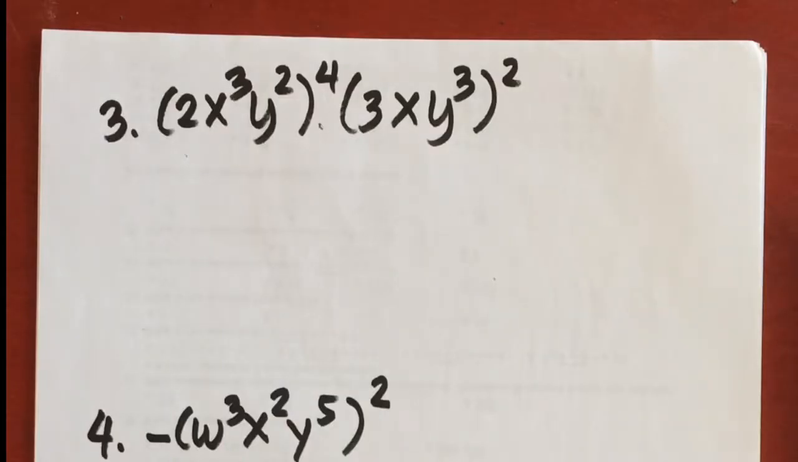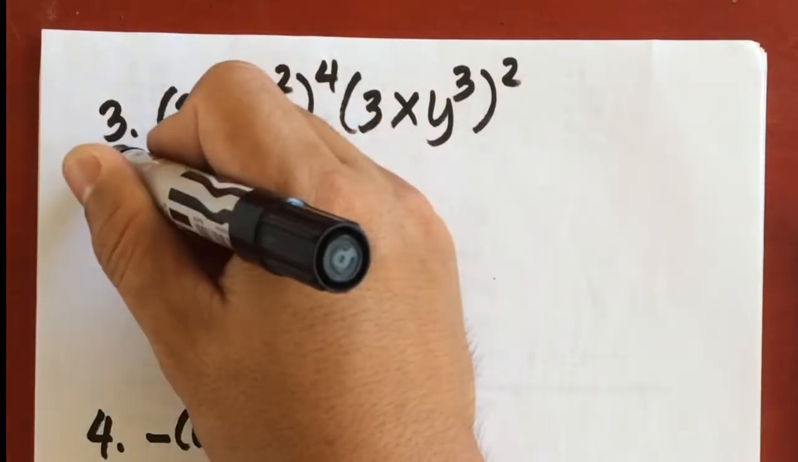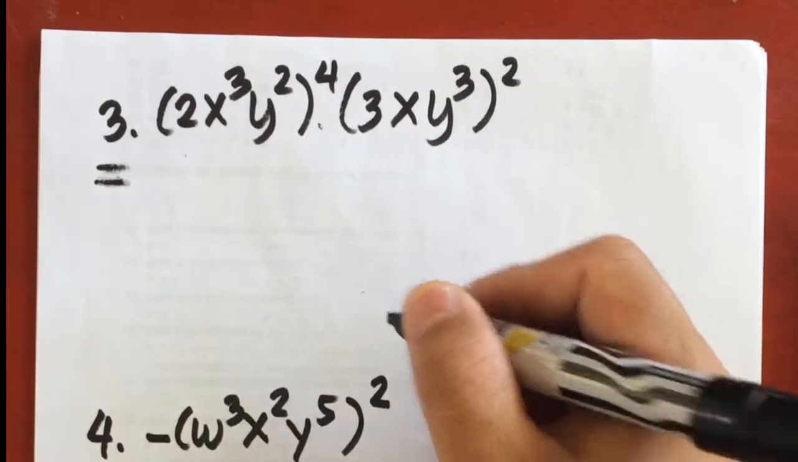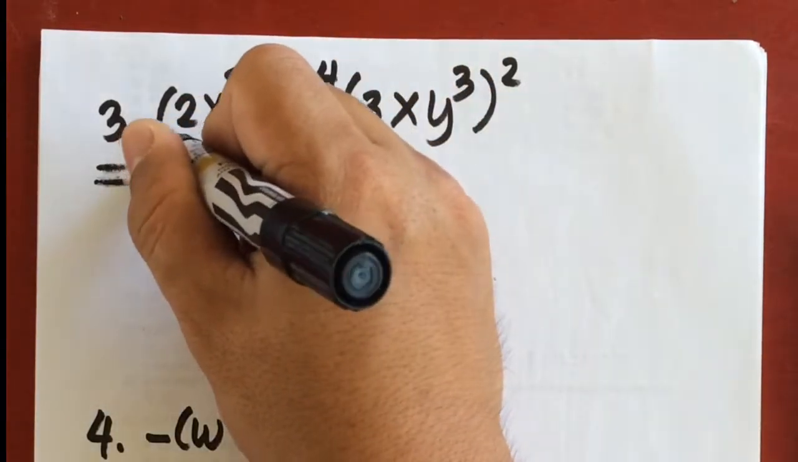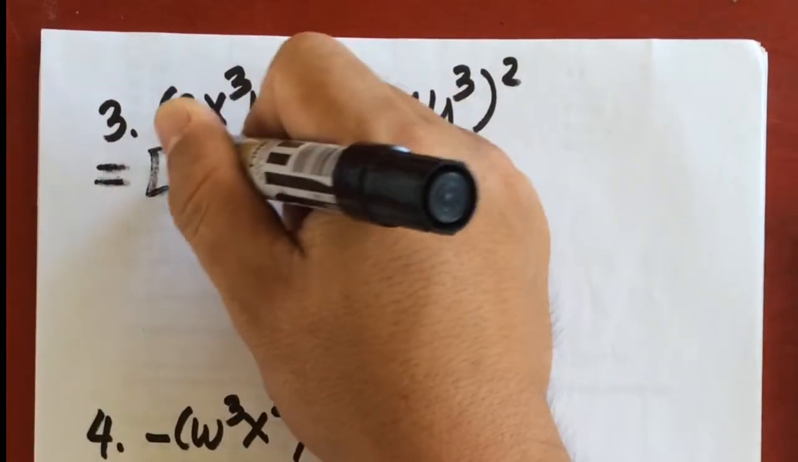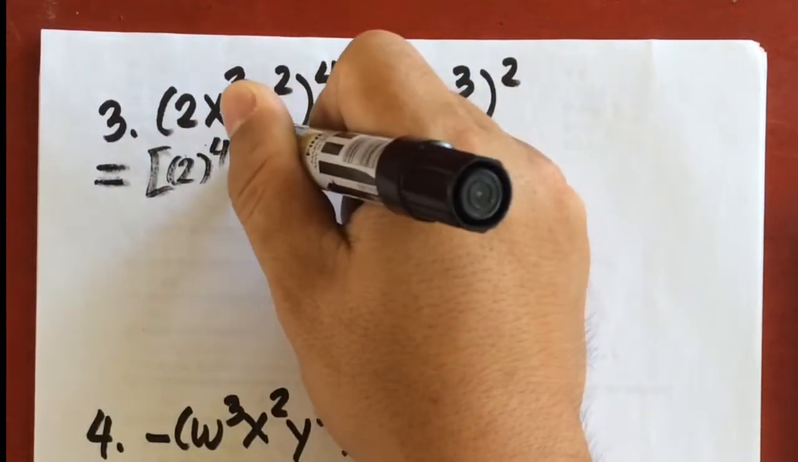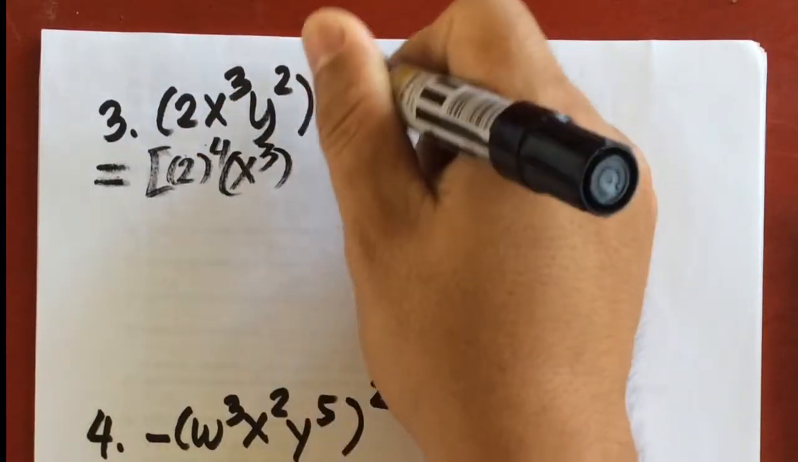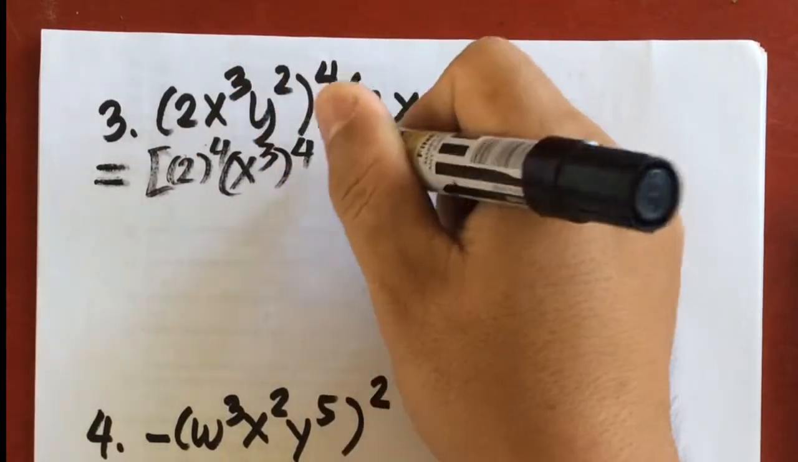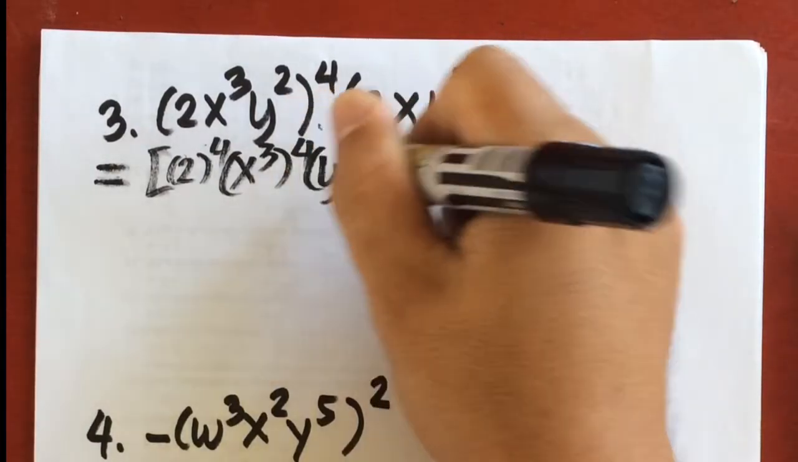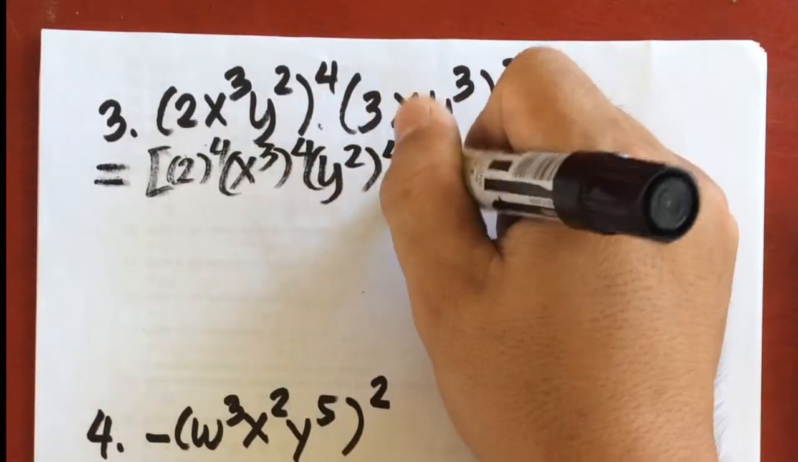Sample number 3: the quantity 2x cubed y squared raised to the power of 4, times the quantity 3xy cubed squared. In here, we're going to apply first the power of a product. So we're going to have 2 to the power of 4, then x cubed, we're going to raise this to the power of 4, then last, for the first expression, y squared to the power of 4.